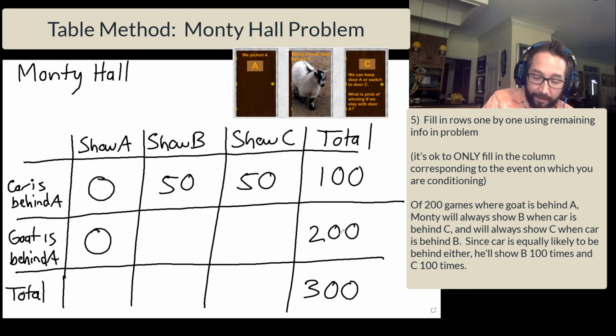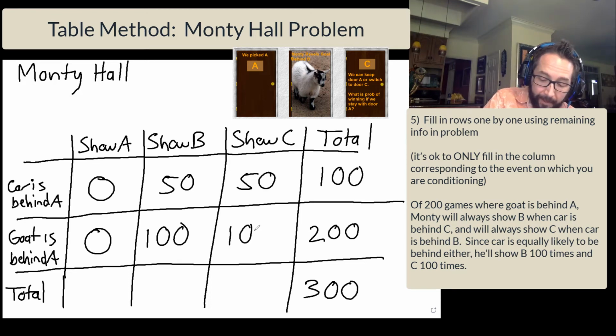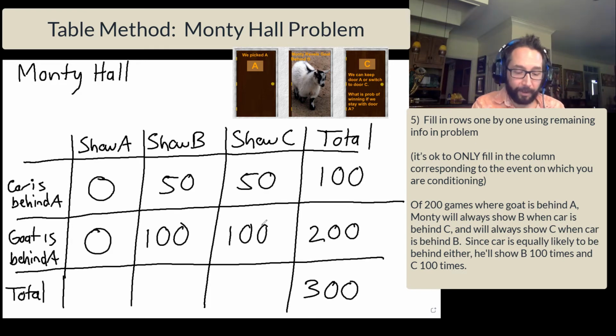That means of these 200 games, he's going to show us what's behind door B 100 of the time, because half the time the car is going to be behind door C, and half the time the car is going to be behind door B if we know the goat's behind door A. So of those 200 times where we end up picking a door with a goat behind it, 100 of those times he'll show us behind door B, and 100 times he'll show us what's behind door C here.